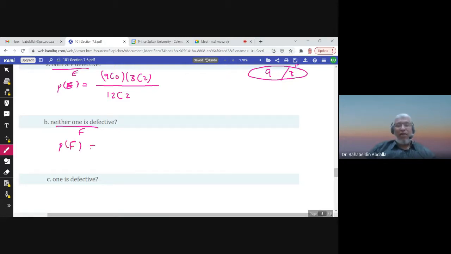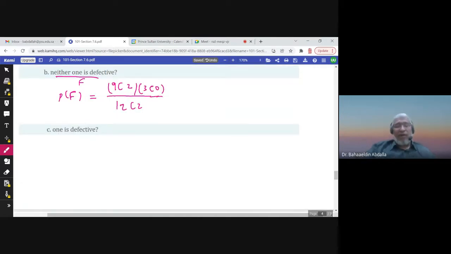Neither one is defective. So this is always the sample space, but now from the 10, neither is defective. So the 2 are good. So 9C2 times 3C0 in this case. I'm selecting 2 and neither is defective. So no one is defective. So the 2 from the good. You can find the answer.